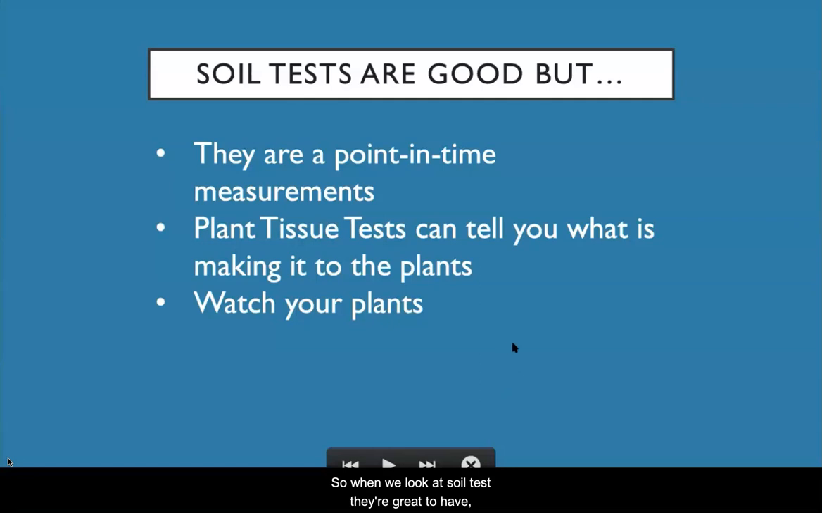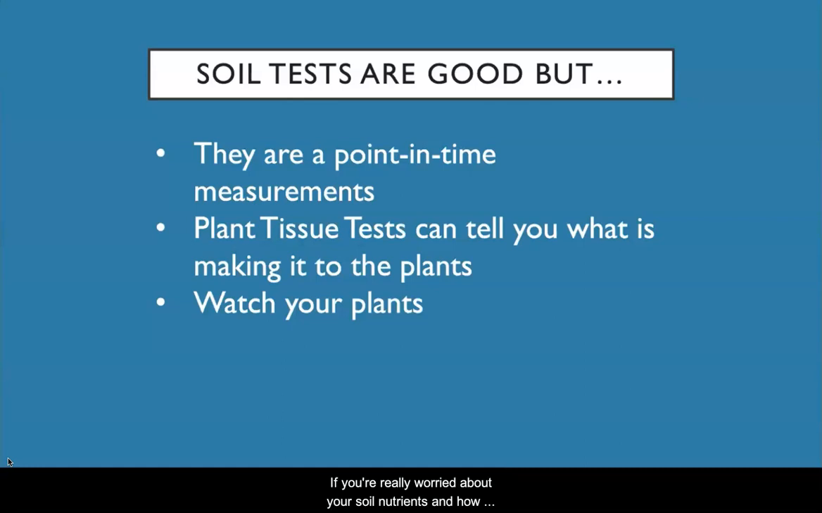When we look at soil tests, they're great to have, but remember they're just a point in time. Things like nitrogen are going to fluctuate every year, depending on what kind of fertilizer you added the previous year, and whether or not you grew any crops in there. If you had a garden, didn't grow crops the previous year, and then tested it two years later, it's going to be much different than if you measured it two or three years ago.